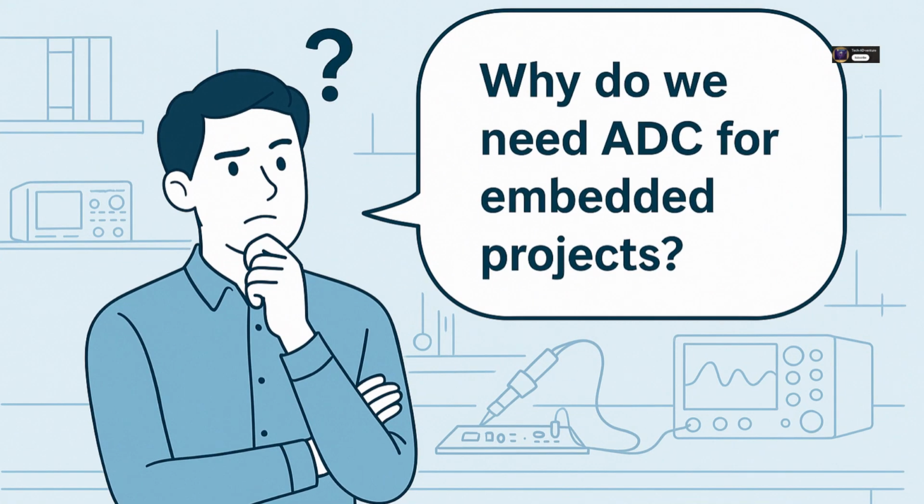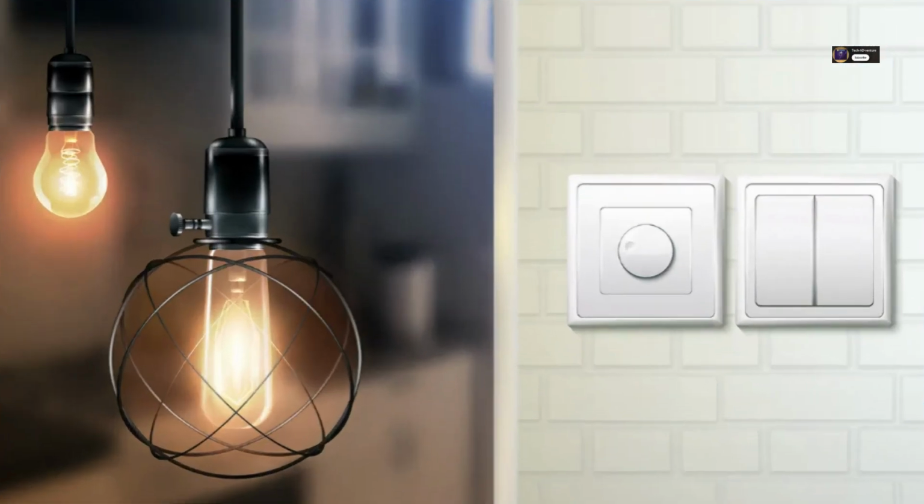Why do we even need ADCs? Can't our devices just understand the real world directly? Well, that's the core challenge, isn't it? The real world, like you said, it's analog. Imagine a light dimmer switch. You can set it to any brightness level between off and maximum, smoothly. But our digital devices are more like a simple on-off light switch representing those binary ones and zeros. It's just on or off, exactly.